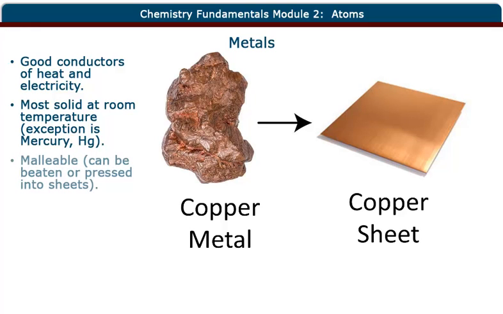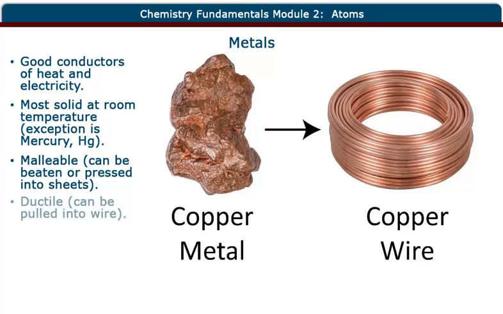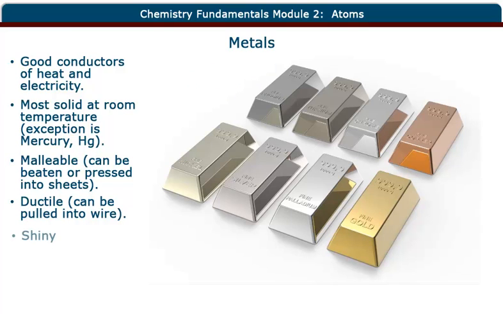Metals are malleable, meaning they can be beaten or pressed into sheets. Metals are also ductile, meaning they can be pulled into wire. Metals are shiny in appearance, and are usually gray or silver in color, with the exception of gold.